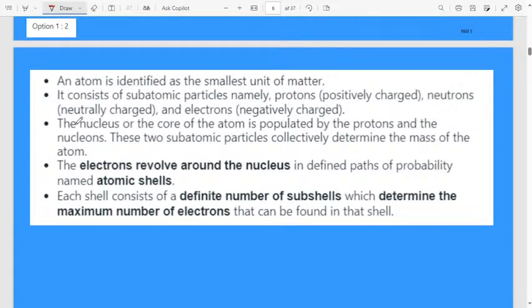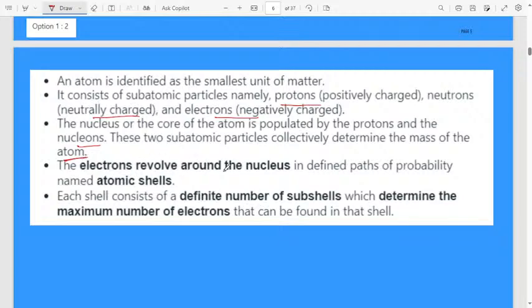Let us consider an atom, which is defined as the smallest unit of matter. It consists of subatomic particles: protons, which are positively charged; neutrons, which are neutral; and electrons, which are negatively charged particles. The nucleus, the core of an atom, is populated by the protons and neutrons. These two subatomic particles collectively determine the mass of the atom. In the nucleus, the number of protons and neutrons combined we consider as nucleons.